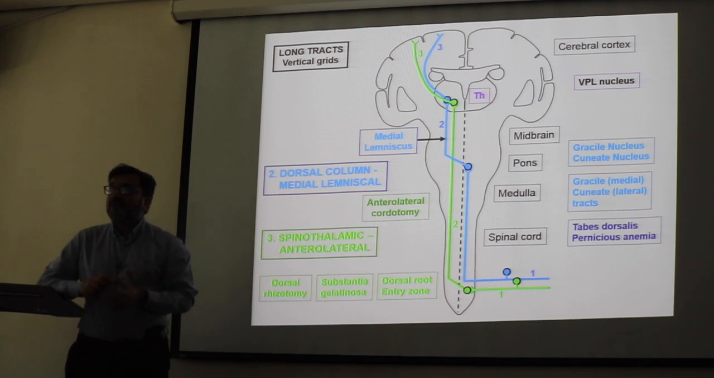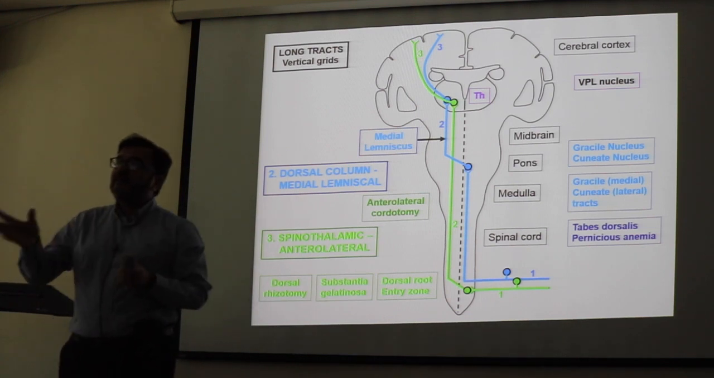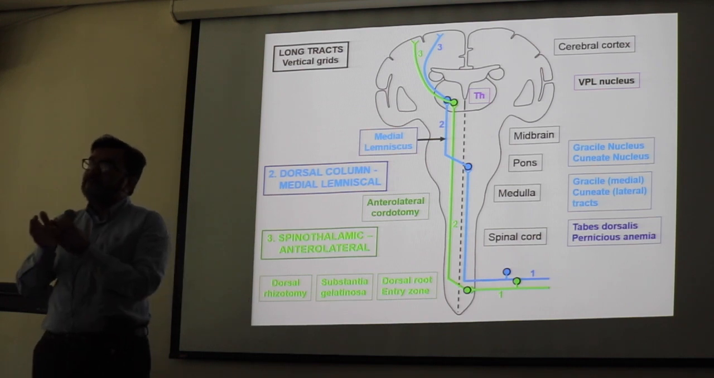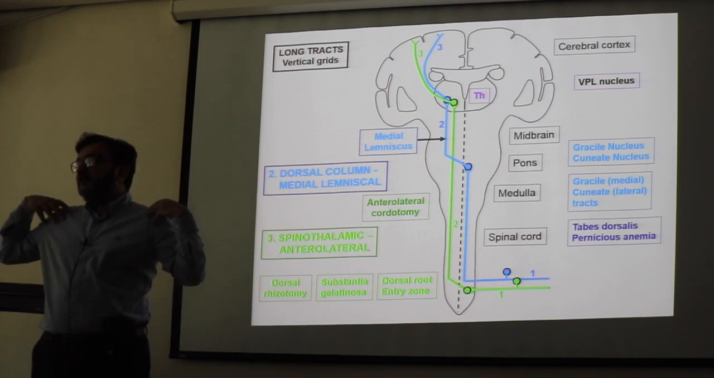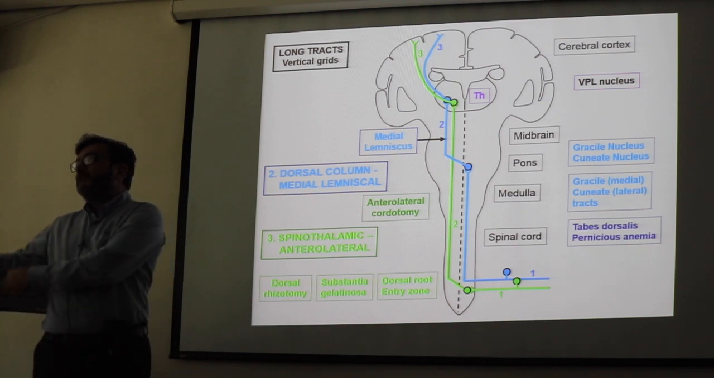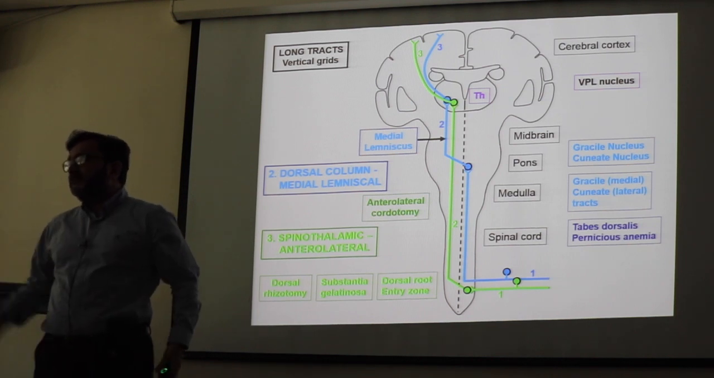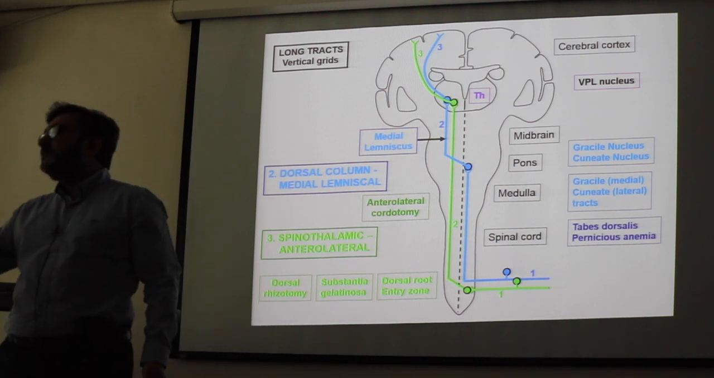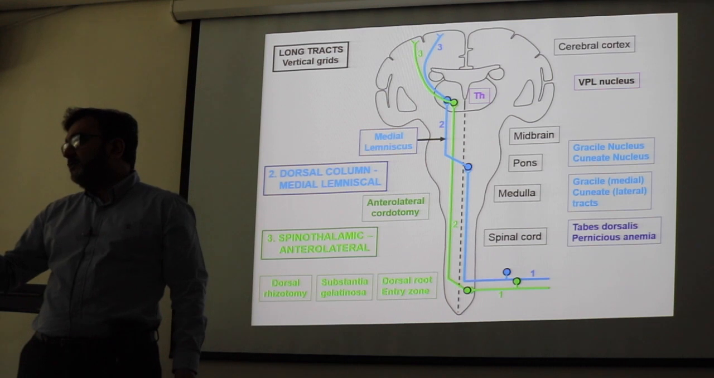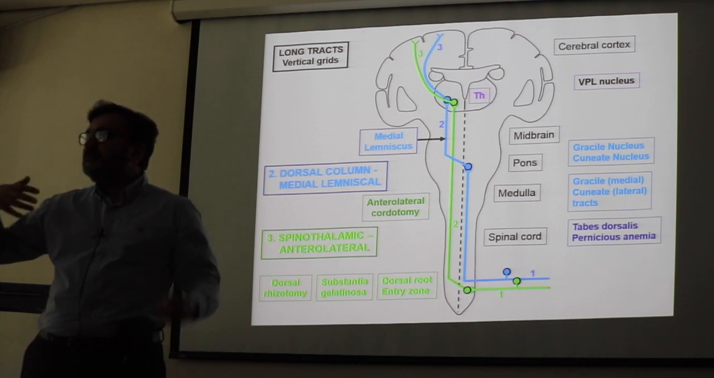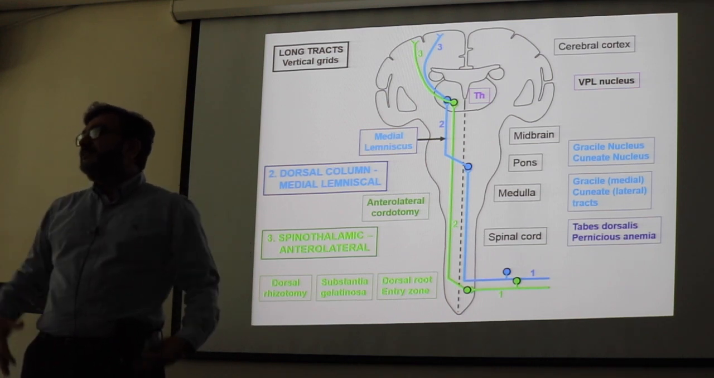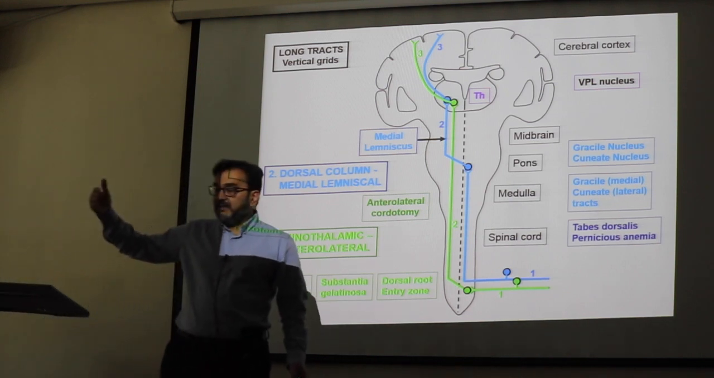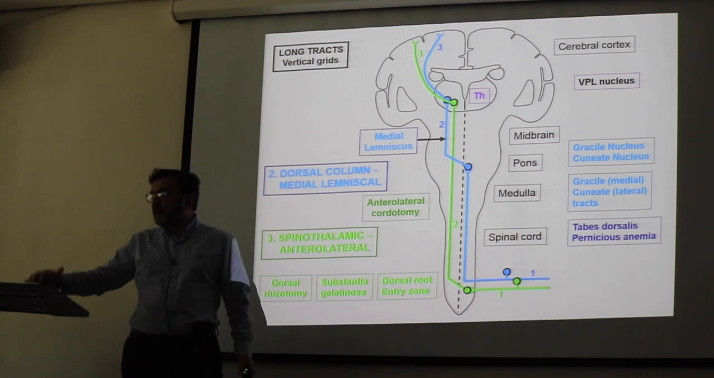The other important thing about the lateral spinothalamic tract is that the medial fibers are going to represent the upper limb, while the lateral fibers are going to represent the lower limb. So there is a lamination of fibers in the lateral spinothalamic tract. The medial fibers are representing the upper part of the body, the lateral fibers are representing the lower part, the lateral part of the tract.